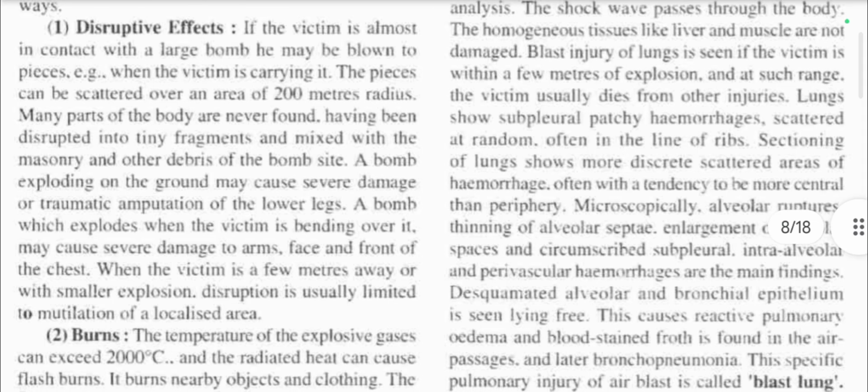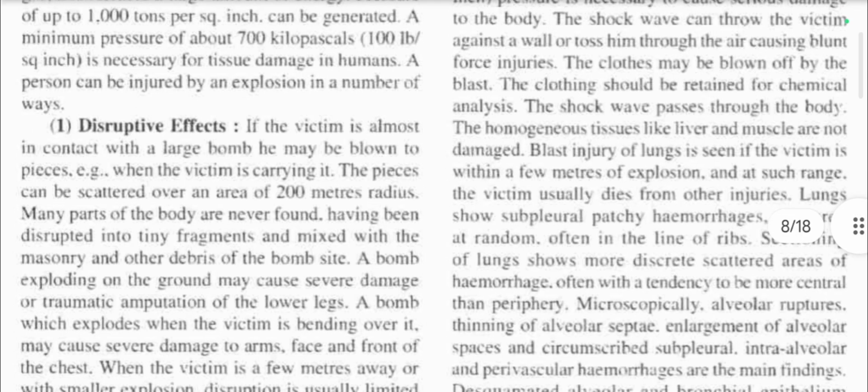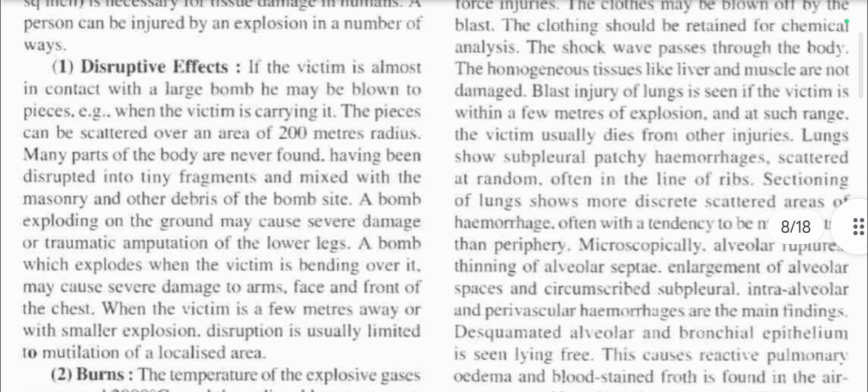So in case of disruptive effects, you just have to mention the distance of the person or victim from the bomb, the effects after the explosion, which is the scattering of the human body into tiny fragments, and you just have to remember the fact that 700 kilopascals is necessary for tissue damage in humans. So these are the disruptive effects. Disruptive means it disintegrates the body into many fragments.